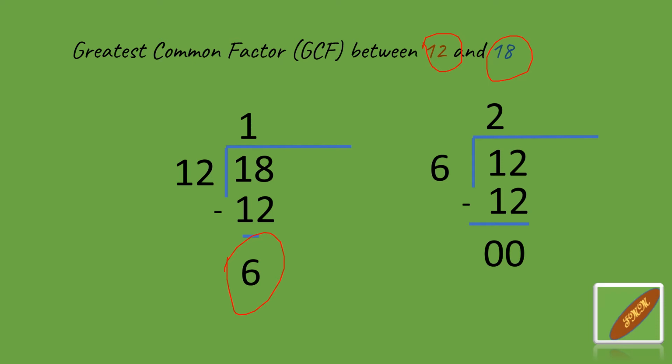So that's it. If I divide by 6, I'm not getting any remainder, so 6 is my end point. This 6 is my greatest common factor. That means 6 can be used to divide both 12 and 18. Let's do another one to make it clear.